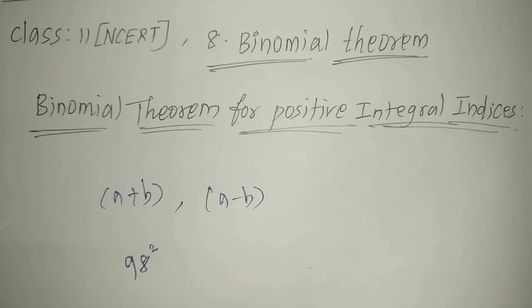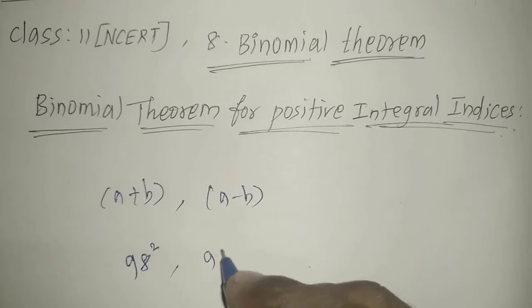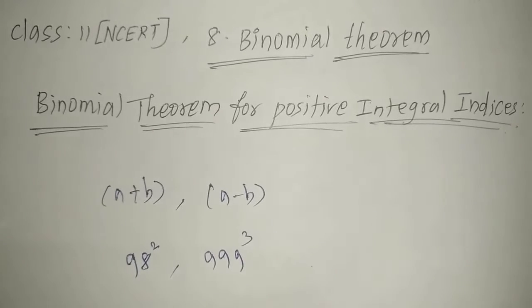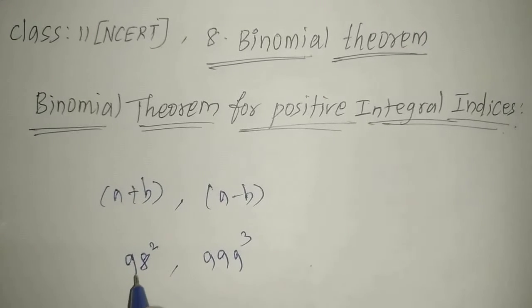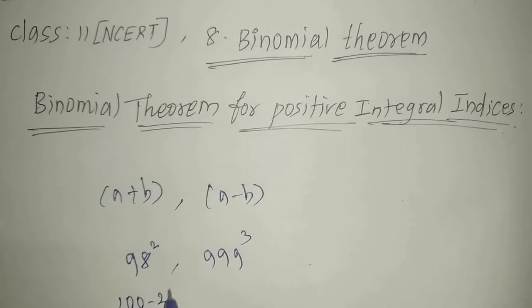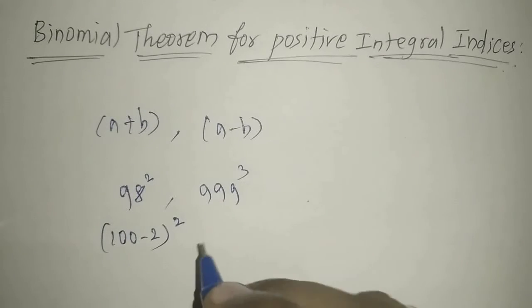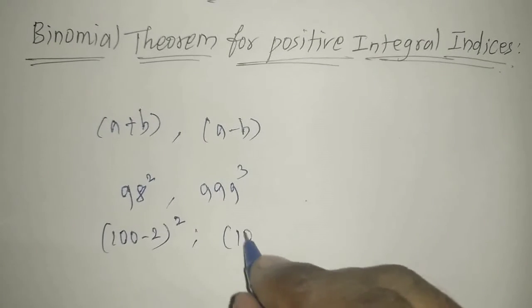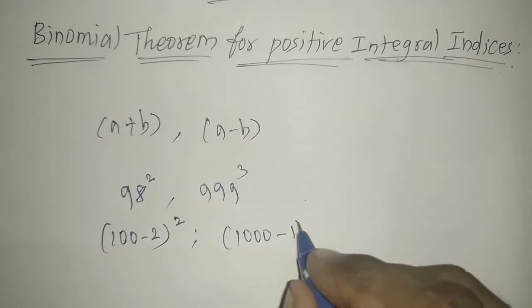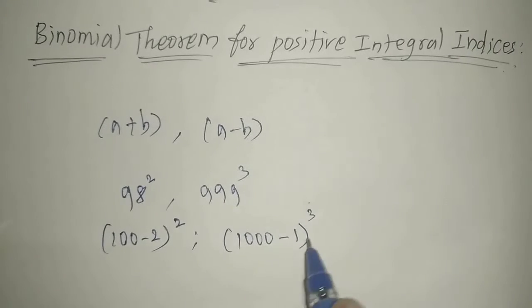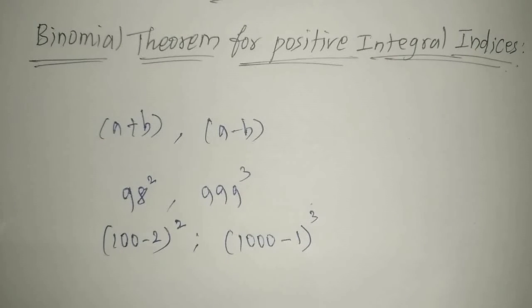So how do we solve these things? These things we also learned earlier. Here, for 98 square we will use 100 minus 2 the whole square, the whole square formula, and here 1000 minus 1 the whole cube, so we will use the a minus b whole cube formula. Likewise we solved in the previous classes.